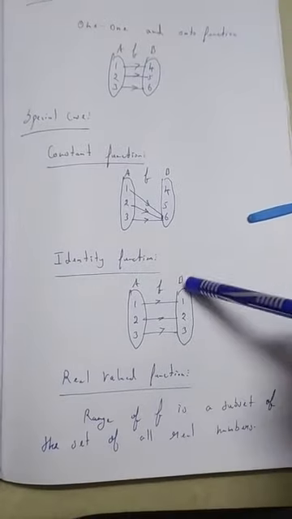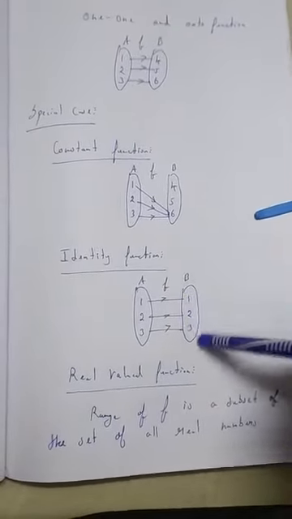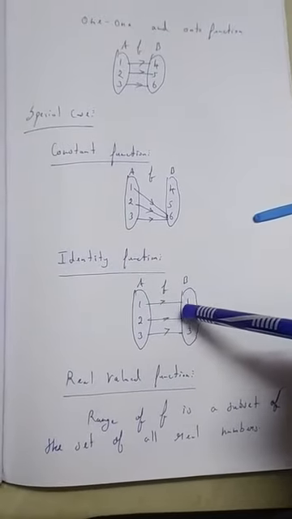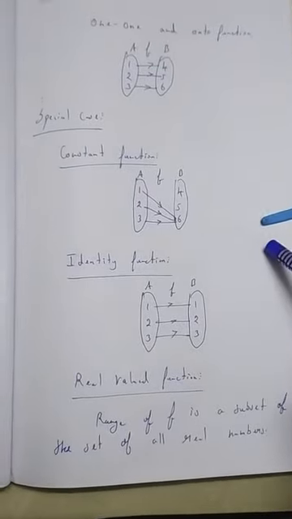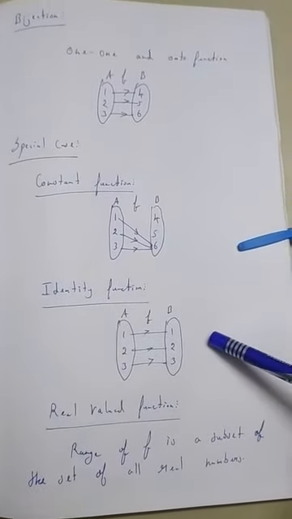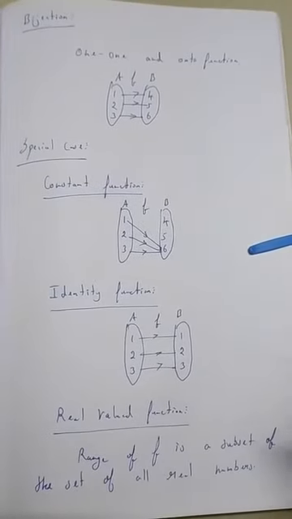Real valued function is nothing but if the range, so this is the range. So in this example, 1, 2, 3 are the range. All the elements 1, 2, 3 are real numbers. Therefore, it is real valued function, right? So this is the example for real valued function. So these are the introductions of exercise 1.4.